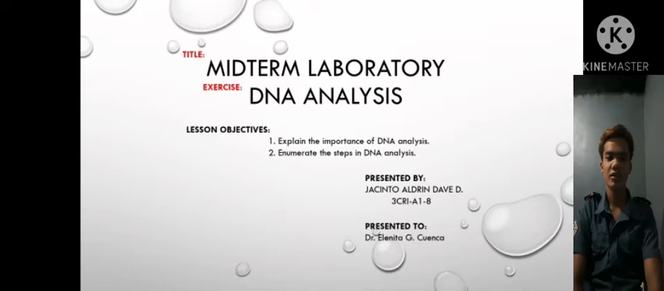DNA analysis, and the lesson objectives are: explain the importance of DNA analysis, enumerate the steps in DNA analysis, and in my presentation, I will also discuss DNA, its location, composition, and origin, forensic DNA analysis and how it is used to solve a crime, what the steps in forensic DNA analysis are, and last, what the types of DNA evidence analysis are.